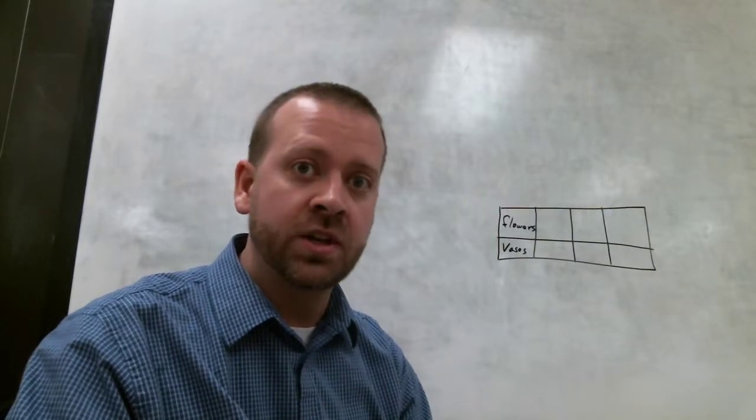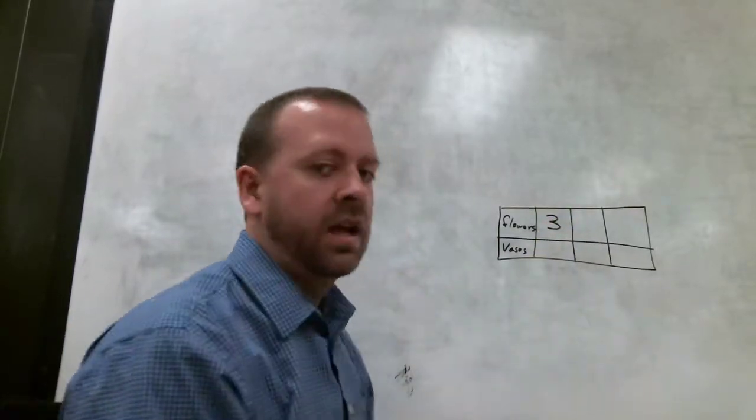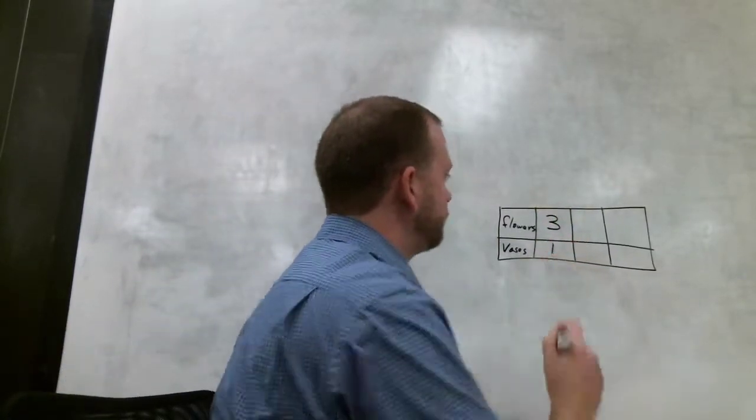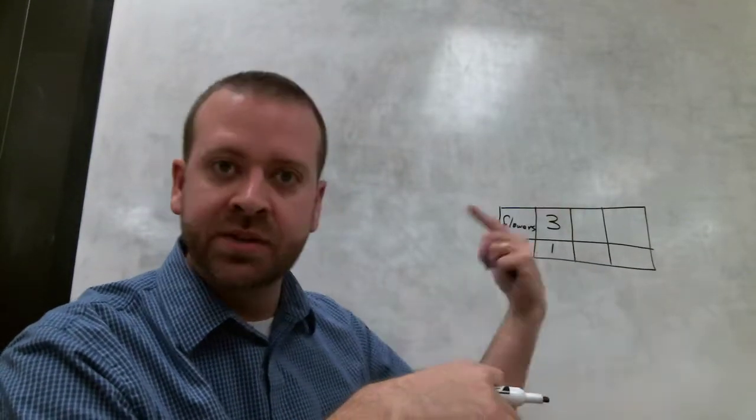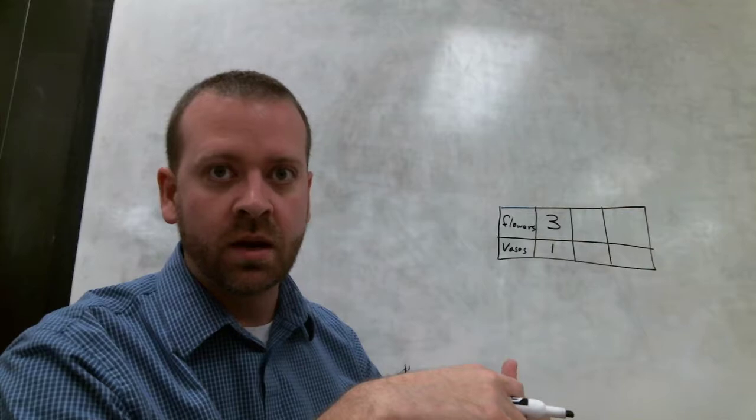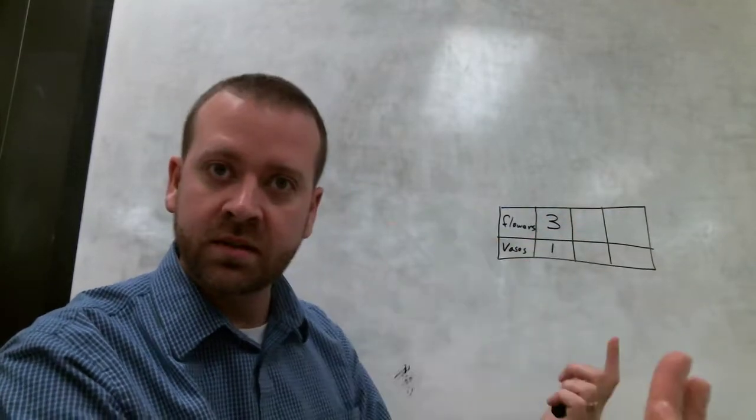Well, they gave us that information. So how many flowers? 3. In each vase? 1. Okay? And they may give you that. So now you know the ratio of flowers to vases is 3 to 1. Now what's the ratio of vases to flowers? 1 to 3. Makes sense?